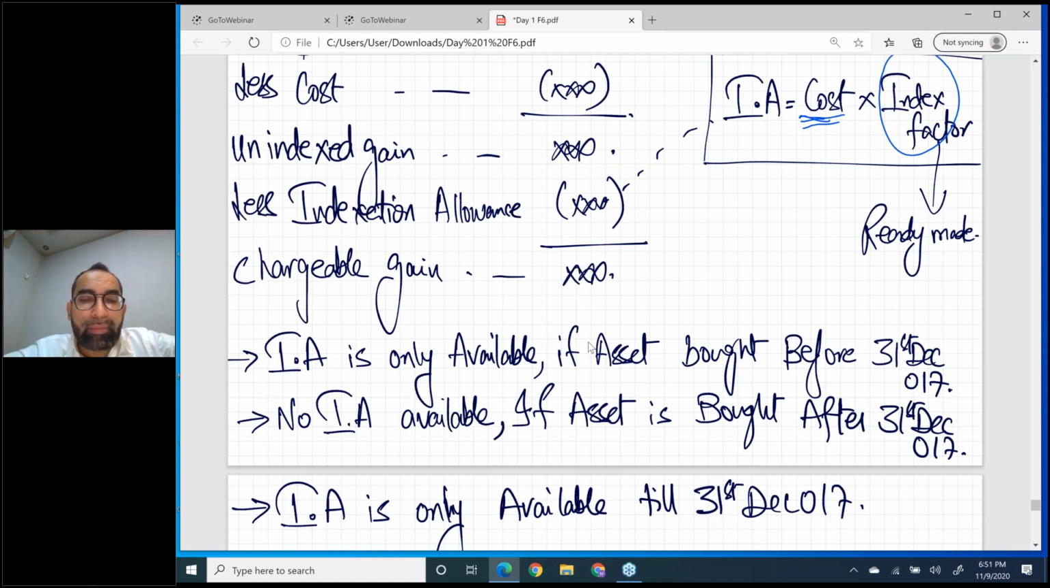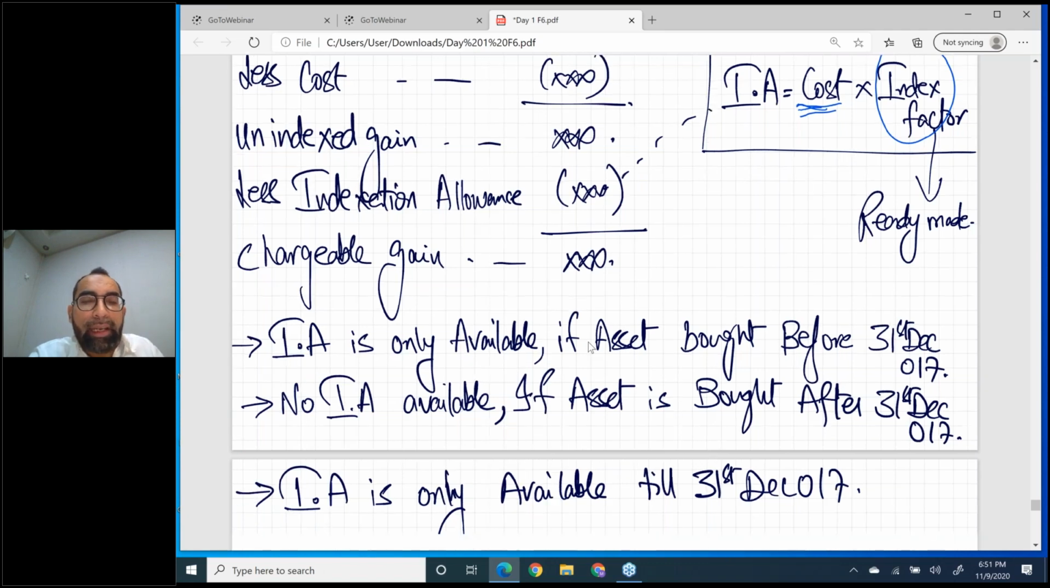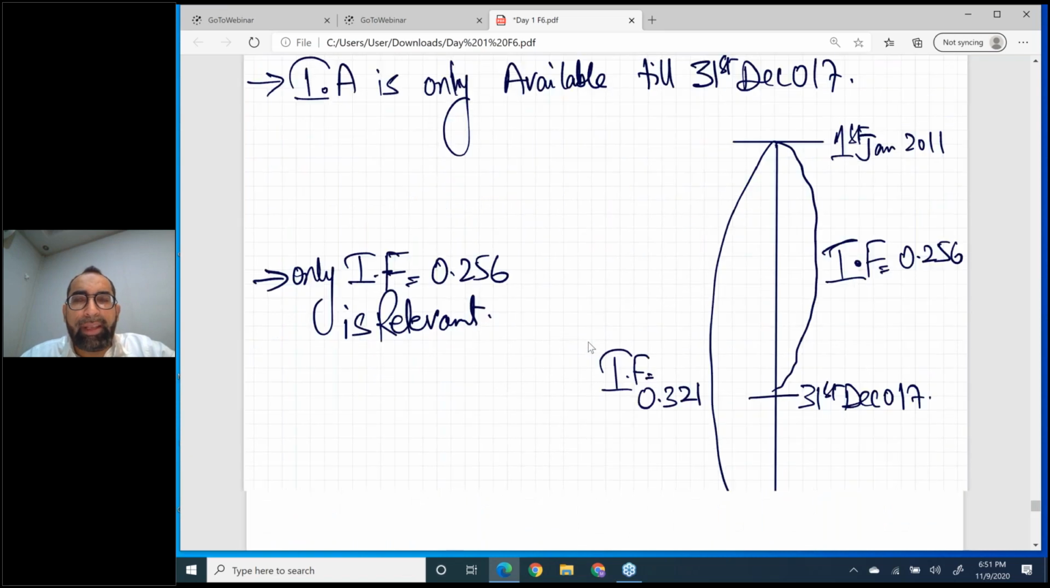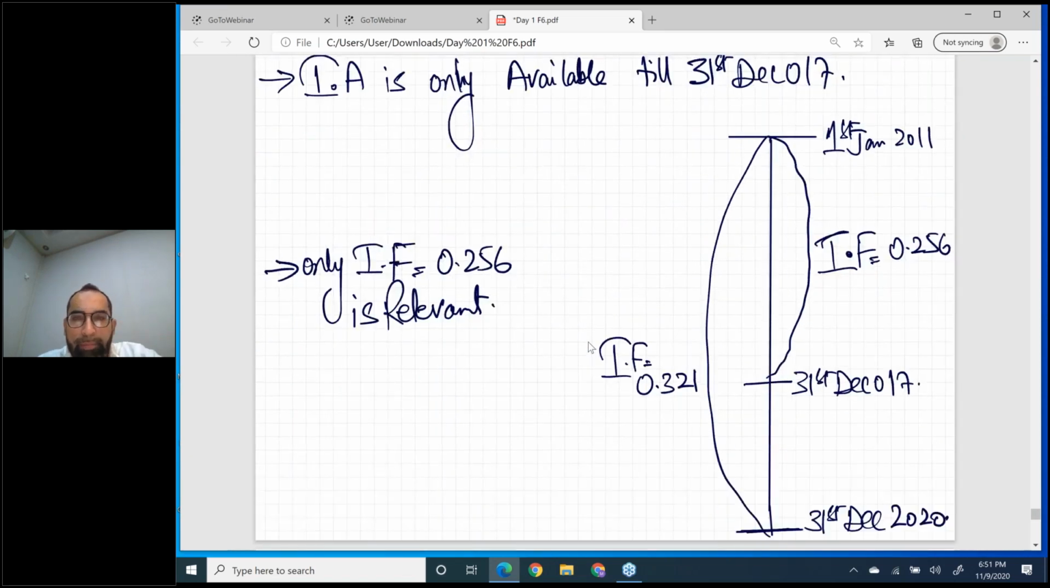And one more thing, indexation allowance is only available till 31st December 2017. After 31st December 2017, this is finished, this is abolished, no more indexation allowance. The students are asking, sir, can you give one example? Yes, why not? See the timeline.